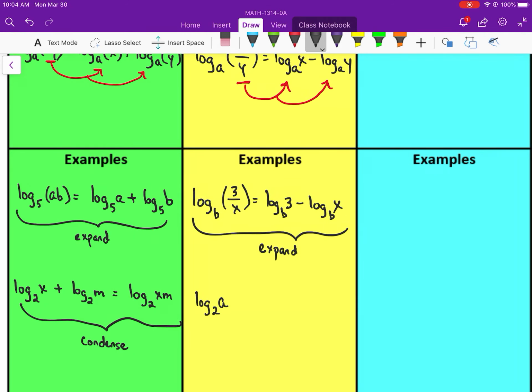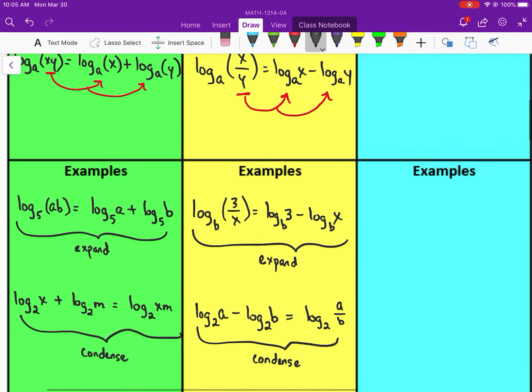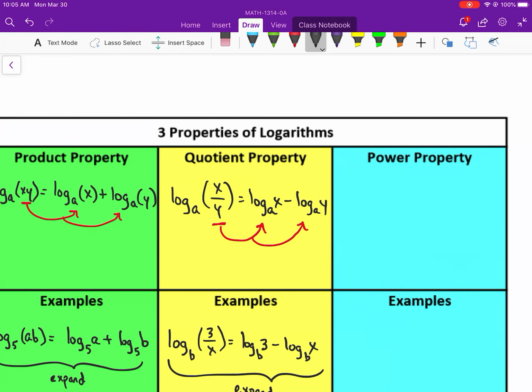All right, so let's do an example of condensing using the quotient property. So if we have log base 2 of a minus log base 2 of b, this is going to equal log base 2 of A over B. And again, this is an example of condensing. We're going from that long statement involving subtraction, and we're changing it into one simple statement using log once with A over B.